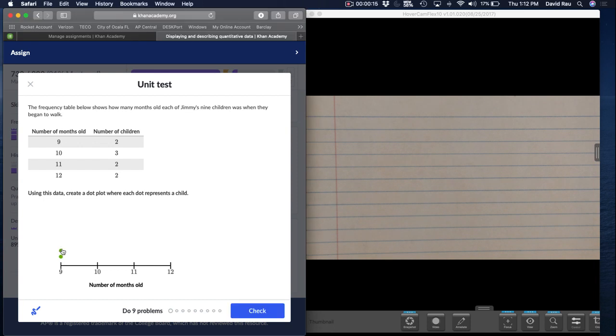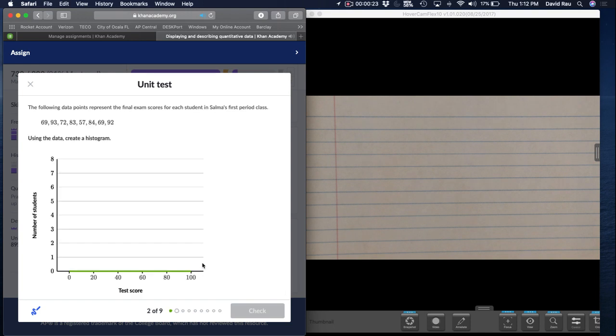There are 2 data points with 9. There are 3 data points with 10, 2 with 11, 2 with 12. Onward. Up next. Wow, they're really making this easy.